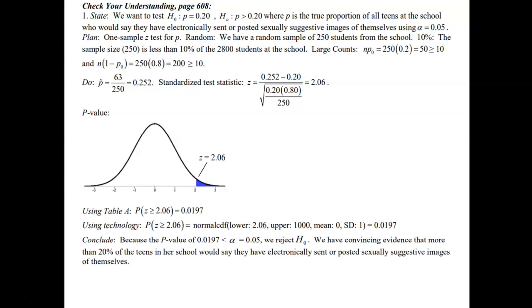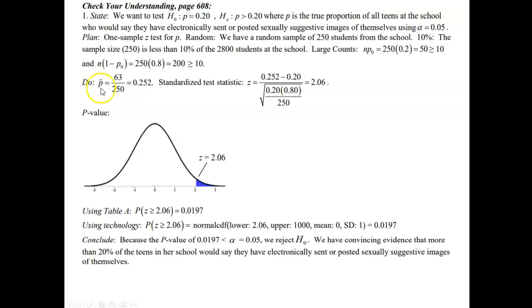All right, plan: one sample z-test for p. That's the test we're using. It's clearly stated she randomly sampled the 250 students. The 10% condition is met because 10% of 2,800 is 280, and we've sampled less than that. The large counts condition says we'll have at least 10 successes and failures. But 250 times 20% and 250 times 80% are both greater than 10. You still have to show the math there, and I know that's really obnoxious, but you have to show it.